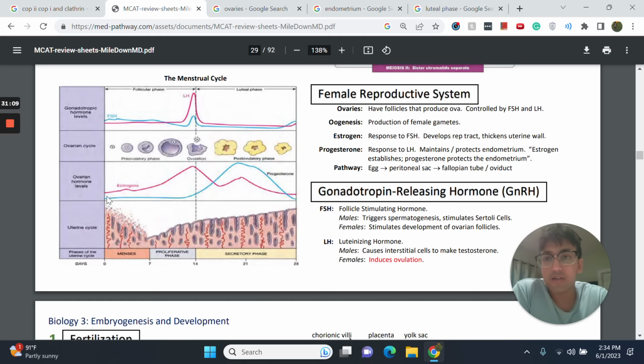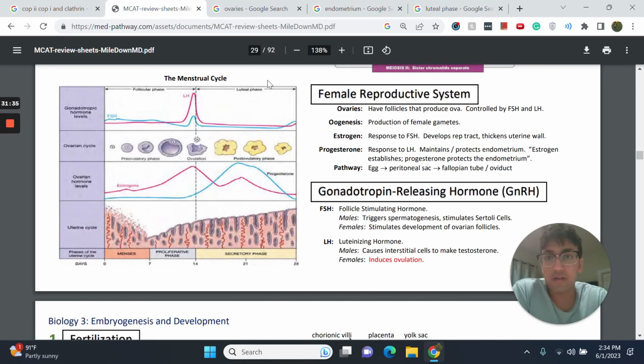And we can see that estrogen is increasing throughout the follicular phase, and progesterone is increasing throughout the luteal phase primarily, but you can see that they spike at the end of the follicular phase and in the first few days of the luteal phase, respectively. So this can tell you what the ovarian cycle looks like, and how FSH and LH respond at the end of the follicular phase and the luteal phase.